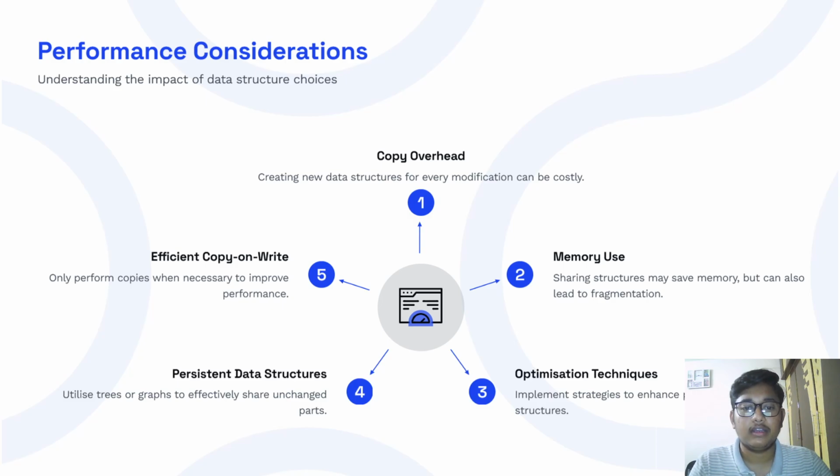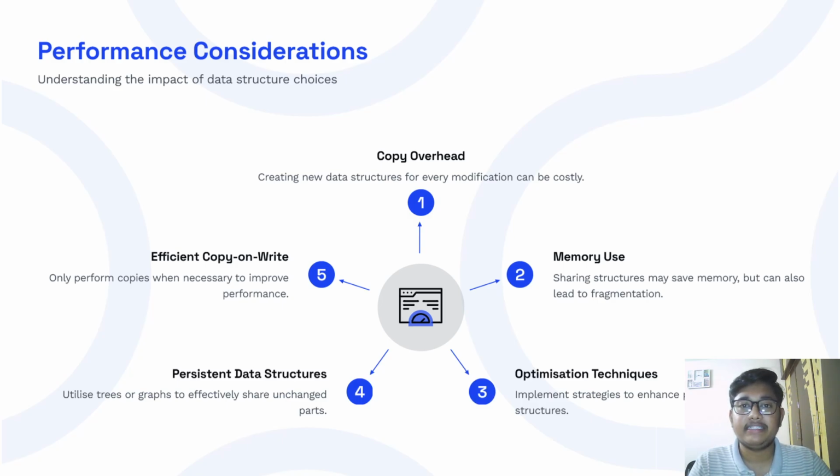Performance consideration: understanding the impact of data structure choices. First one, copy overhead: creating a new data structure for every modification can be very costly. Second one, memory usage: sharing structure may save memory but can also lead to fragmentation, which may result in less performance. Optimization techniques: implement strategies to enhance performance in data structures.